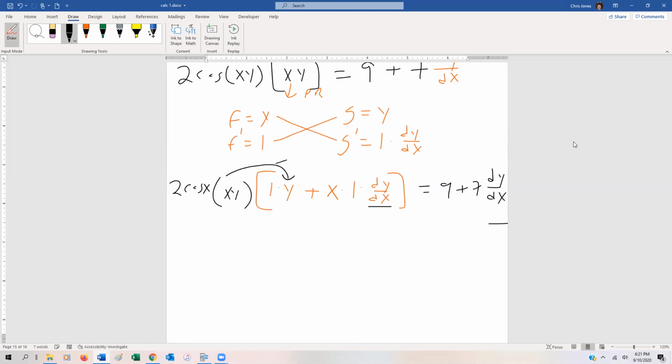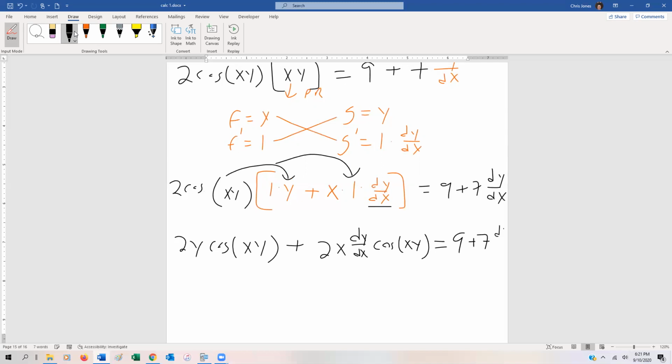We're going to start by distributing. Even though we don't want to, we're going to. We're going to distribute that 2 cos xy to both of the terms. I'm going to move the y in front. So this is going to turn into 2y cos xy, plus 2x dy dx cos xy. And then finally on the right-hand side, we still have 9 plus 7 dy dx. All right, so it is a mess.